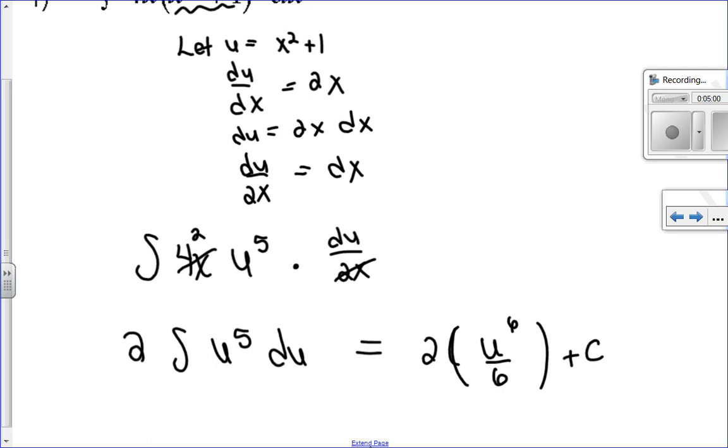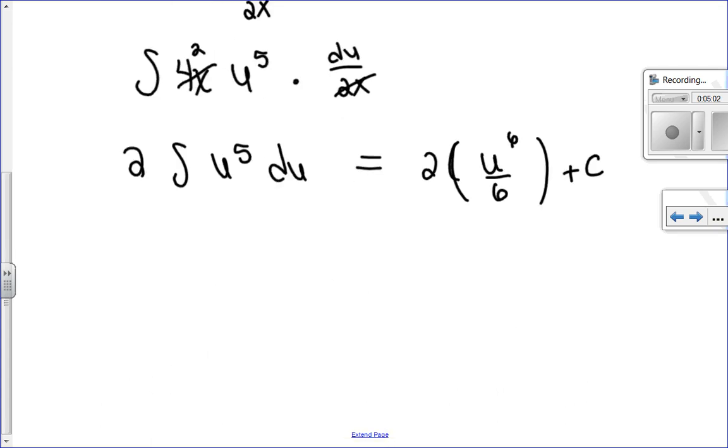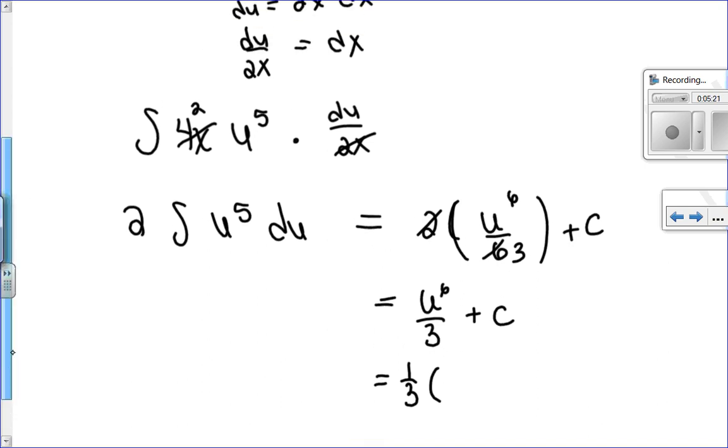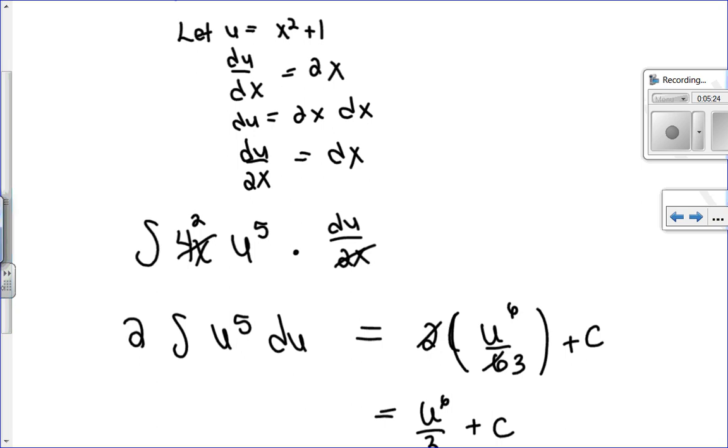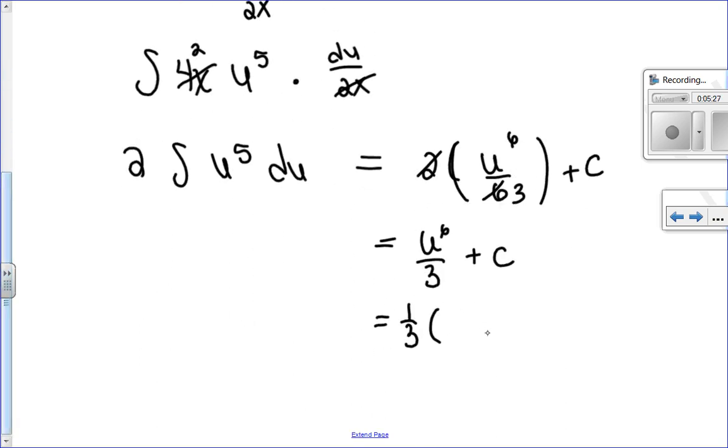That is going to be, let's make this a little bit bigger. There we are. So that's going to be 2 over 6, which simplifies to 1 over 3. So that's u to the exponent 6 over 3 plus c. And then I just substitute in what u is. It's going to be 1/3 of u, and remember, if we go back up here, we substituted u to be x squared plus 1. So this is going to be 1/3 of x squared plus 1 to the exponent of 6 plus c. And that would be your final answer.